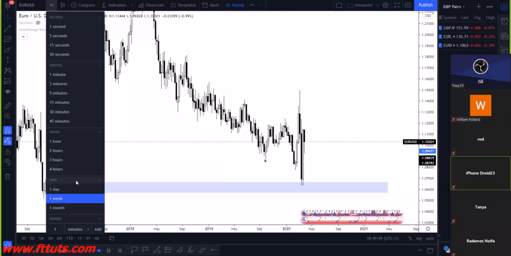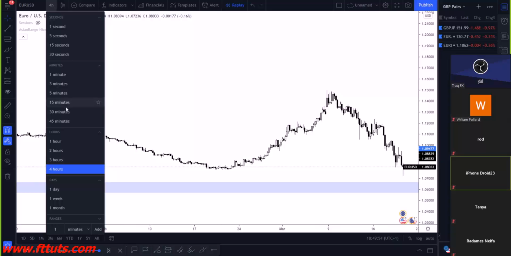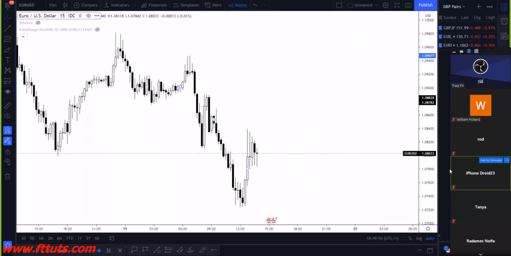Now let's go down to the 4 hour, and let's try to actually look for confirmation within this entry. Let's go down to the 15 if it allows me. Okay, there we go, perfect.